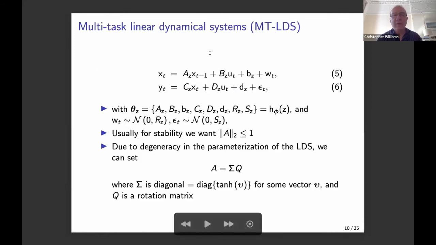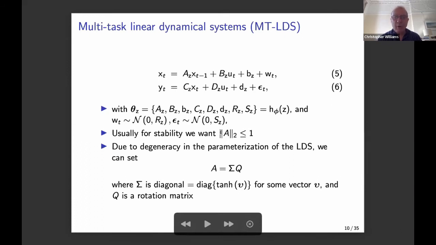For a linear dynamical system, I expect that this kind of equation will be very familiar to many of you. We've just got a linear dependence of x_t on x_{t-1} and the controls u_t. But notice that the matrices A and B and the offsets, etc., depend on Z, the latent variable. And also for the Y's. So this is just customizing the linear dynamical system by allowing these dynamics to depend on a latent variable Z.